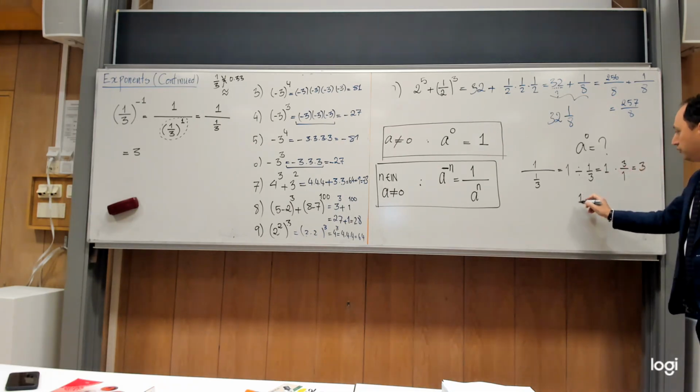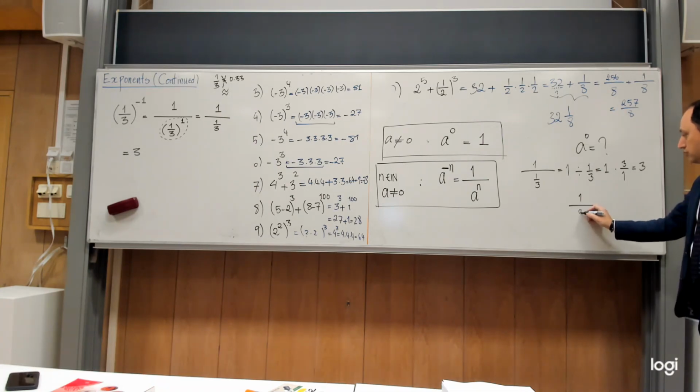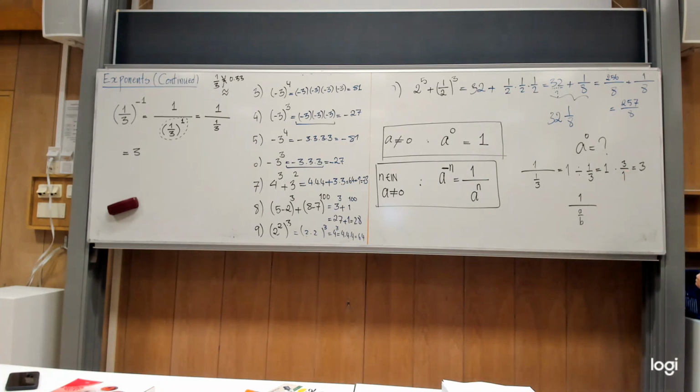So 1 over, can you tell me what happens for this rule? Immediately. 1 over a over b.